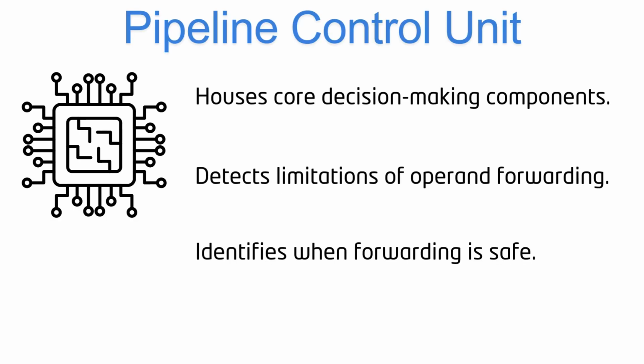The CPU cannot always use operand forwarding, so it must detect when forwarding is possible and when it is not. The CPU decides whether to use forwarding based on dependency detection logic in the pipeline control unit.